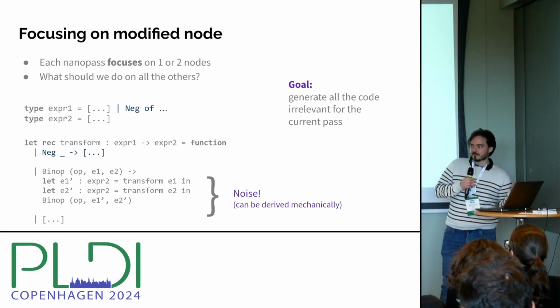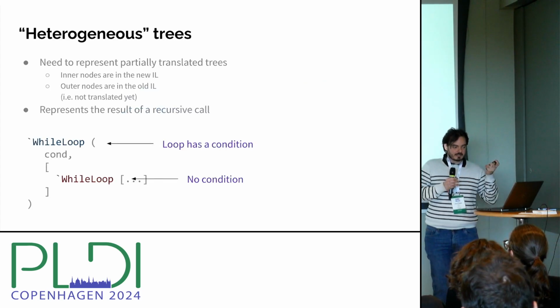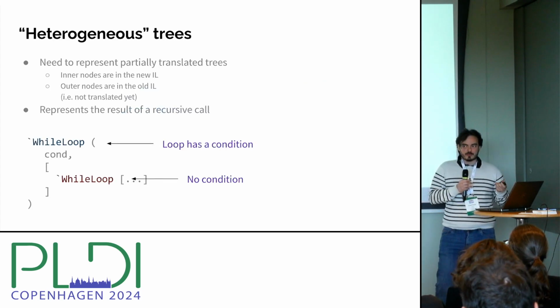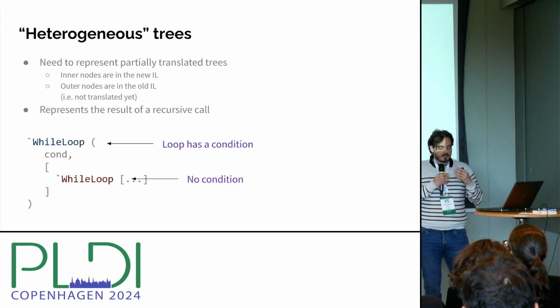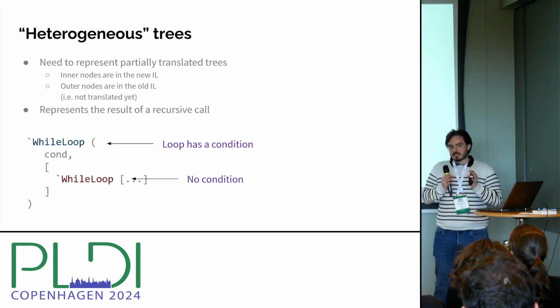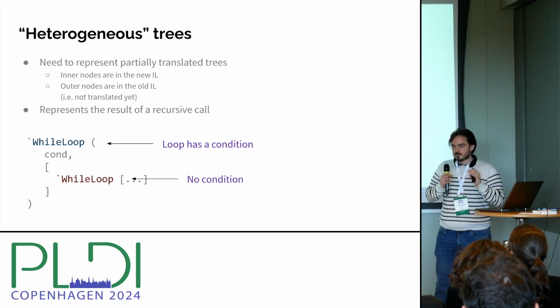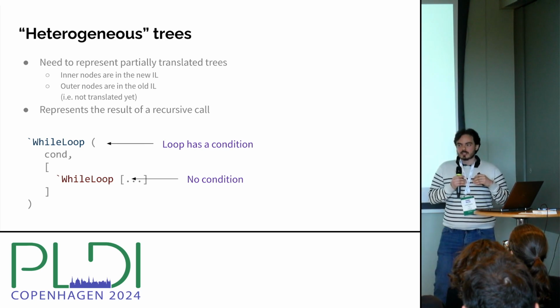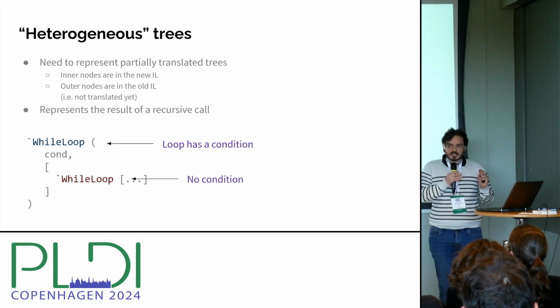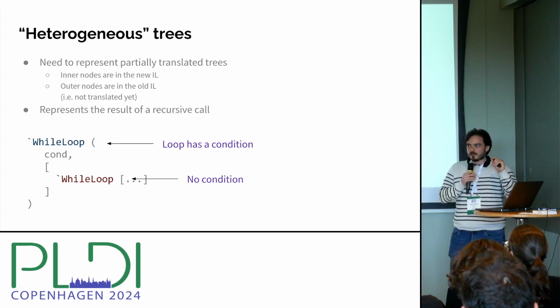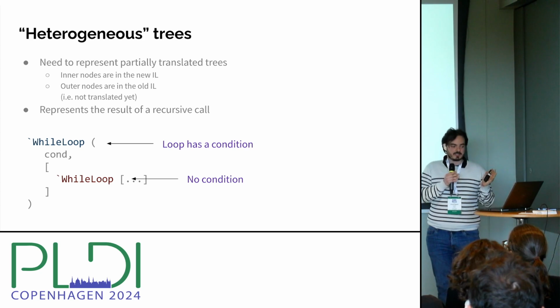But how are we going to do that? And that's where we are going to introduce a different typing manner, and we introduce heterogeneous trees. Because we want to basically represent partially translated results. The pass will not take as argument something that is not translated at all, but instead it will take something where the inner nodes have already been translated.